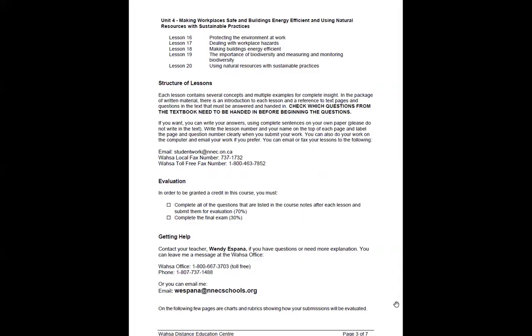Okay, we've done the key questions at the end of each of the units, and now we're down to the evaluation. It says right there in the middle of page 3 of the booklet, in order to be granted a credit in this course, you must complete all of the questions that are listed in the course notes after each lesson and submit them for evaluation. Done that. And part 2 is complete the final exam. That's what we're going to do today.